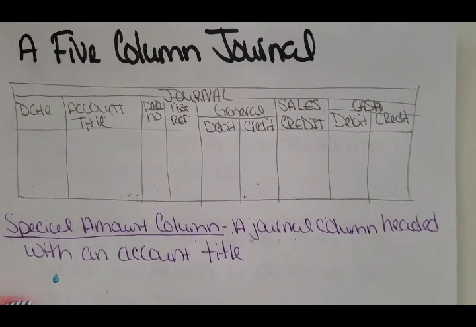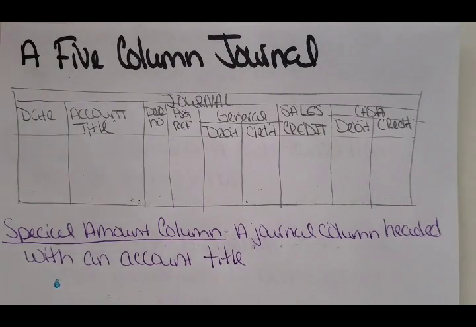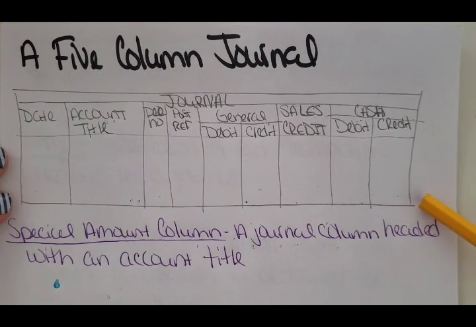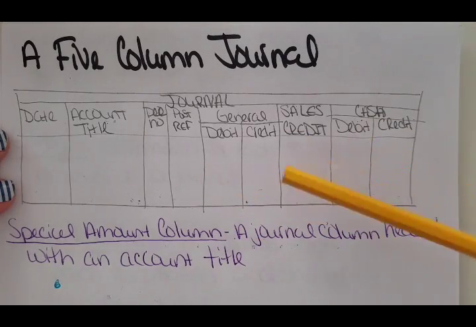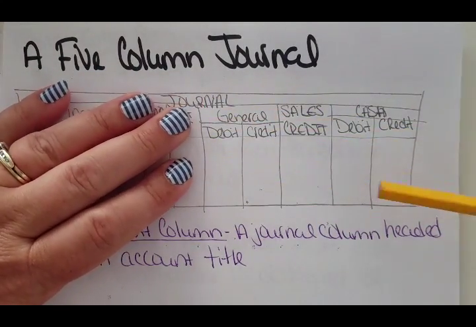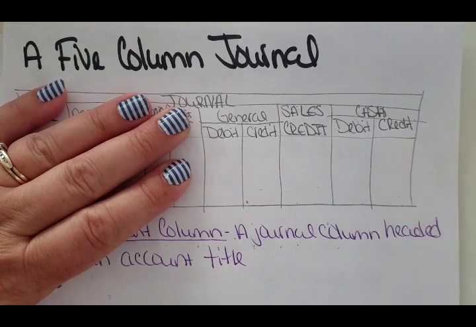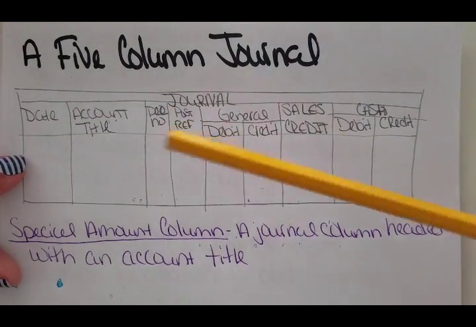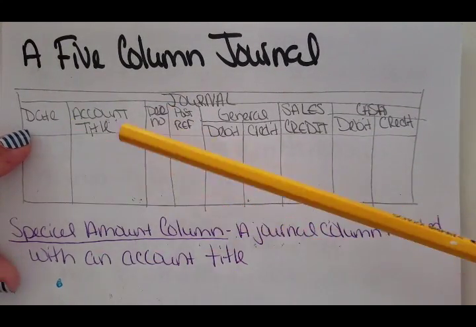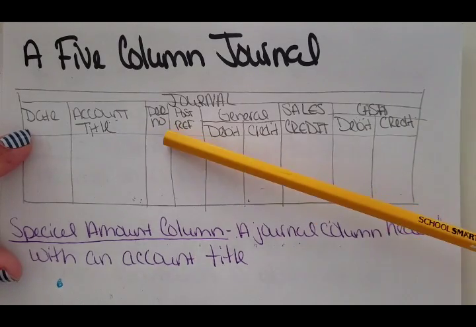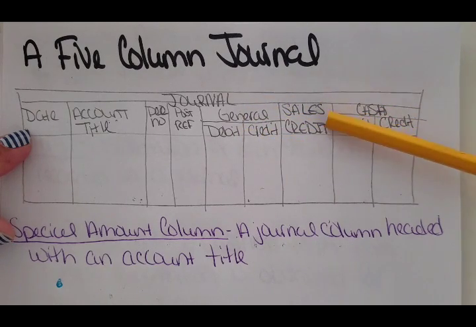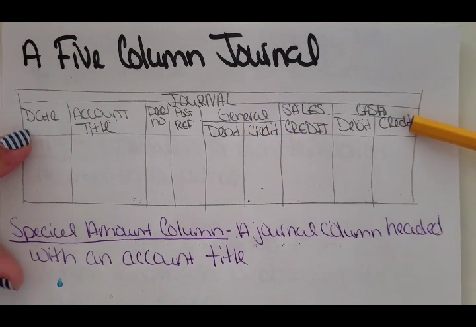So what is a 5-column journal? Well, if you look in your book on page 57, you'll see a picture of one, but I've sketched one out. This is what a 5-column journal is going to look like. It's called a 5-column journal because over here on this side, we have 5 columns: 1, 2, 3, 4, 5. You can also have larger journals. We're going to start with the date, and then the account title, the document number, post reference, a general debit and credit, a sales credit, and a cash debit and credit.